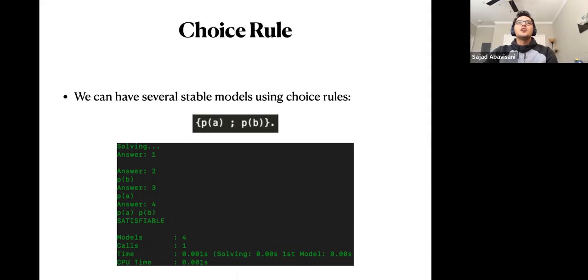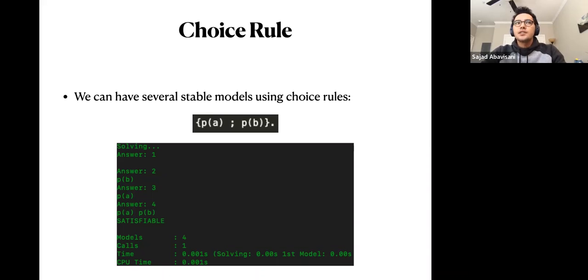A choice rule is some rule inside the curly brackets, and if you use a choice rule, basically you will have several stable models. So if you use these 2 facts, that P of A exists and P of B exists, without this choice rule, you will only have one stable model, which is P of A and P of B. But if you use them inside these curly brackets, it will produce all the possible sets, which is the empty set, one of each, and both of them.